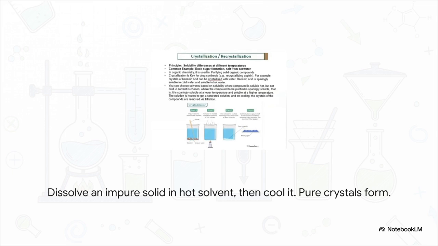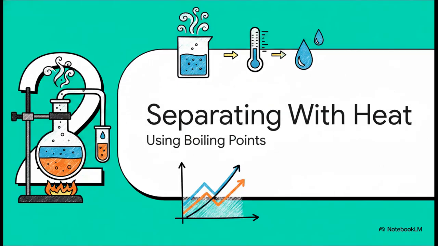You want to make a saturated solution. Then you just let it cool down. That's it. As the temperature drops, so does the solubility. Your desired compound can't stay dissolved anymore, and it starts to form this highly ordered pure crystal structure. And the best part? The impurities tend to get left behind, still dissolved in the cold solvent. It's a key step in making pure drugs, like aspirin. Great. We've pretty much got solid-liquid separations down.